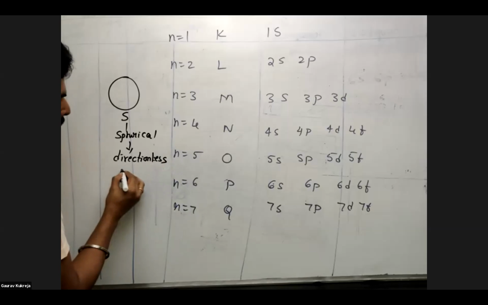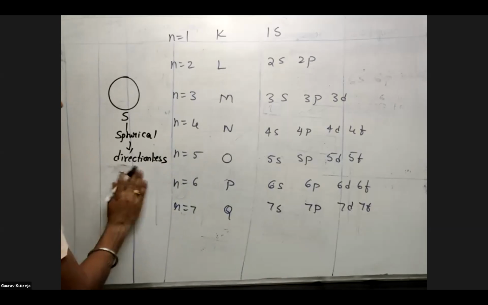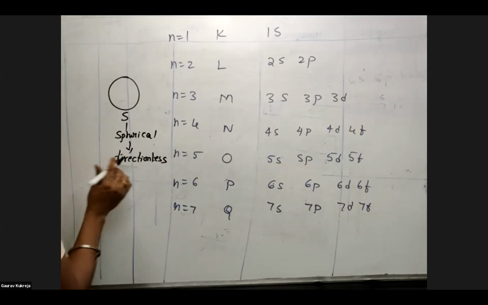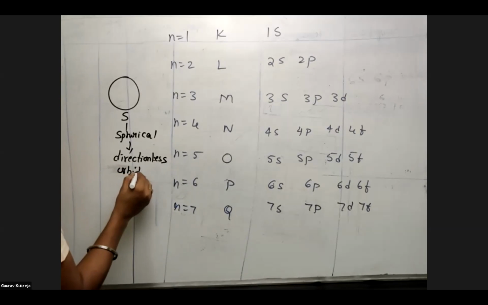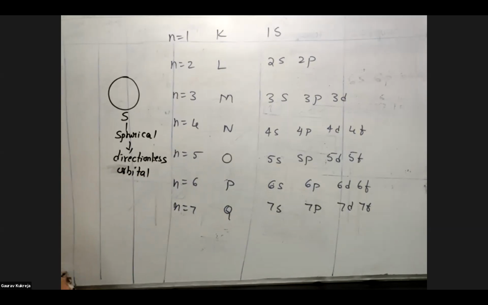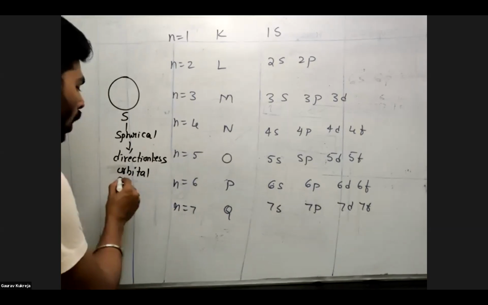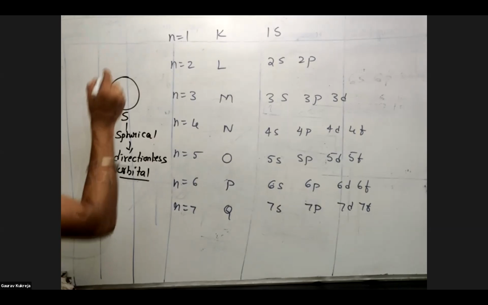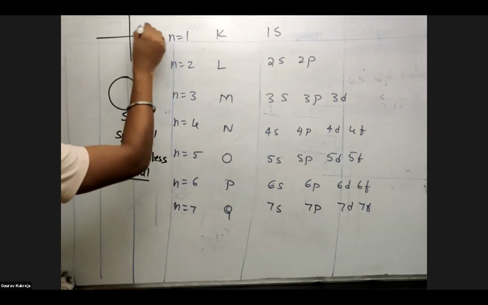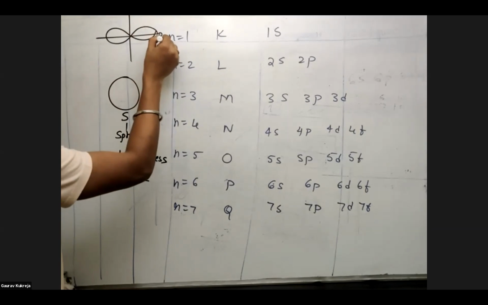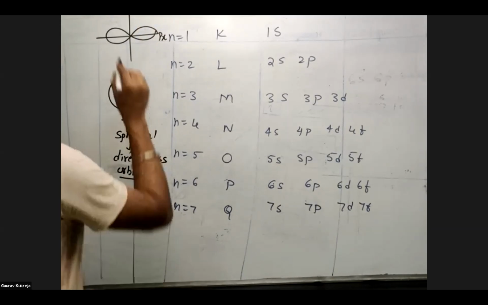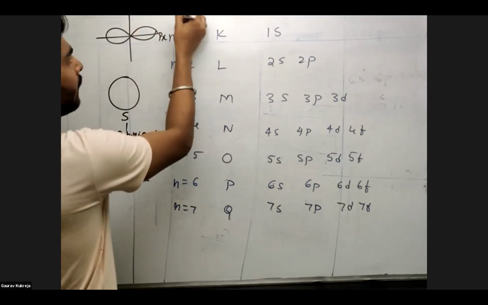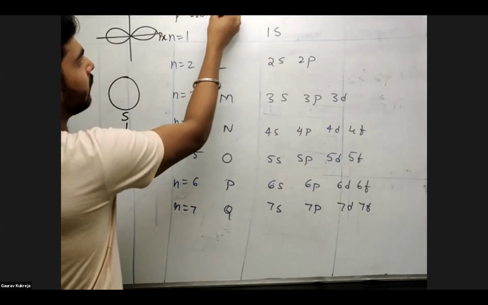मतलब इसका कोई पार्टिकुलर डायरेक्शन नहीं है, ये सब डायरेक्शन में है. डायरेक्शनलेस ऑर्बिटल बोलेंगे. बट फॉर p, देखो रिमेंबर ऑर्बिटल आई एम टॉकिंग अबाउट. बट फॉर p इफ यू सी, देखो p के केस में क्या होता है. So px is oriented in x axis. So for p orbital, remember I am saying orbital.